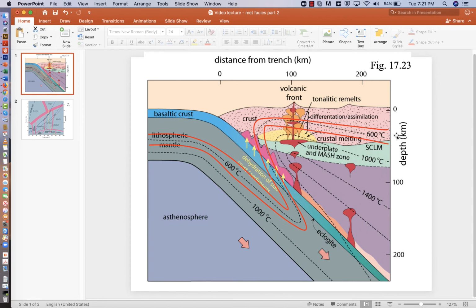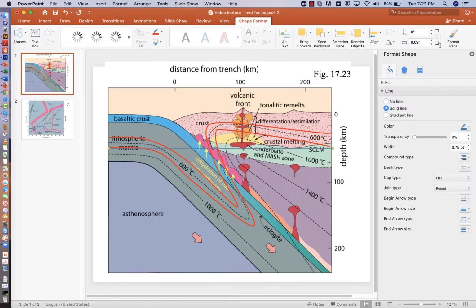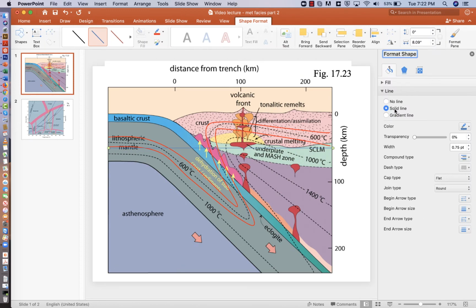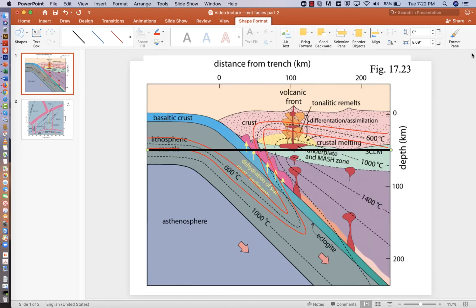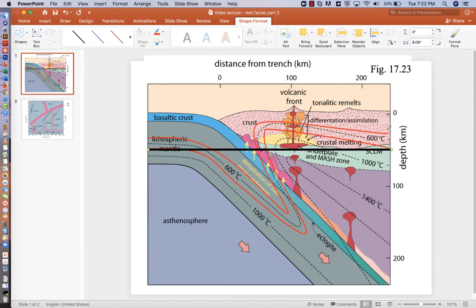That means that if we look at a depth of 40 kilometers, let's draw another line. So here's 0, here's 50, now that I've drawn it. And I'm going to make it very thick so we can see it a little easier and make it black. Right? So here's 0, here's 100, there's 50 kilometers. 40 kilometers would be just above that.